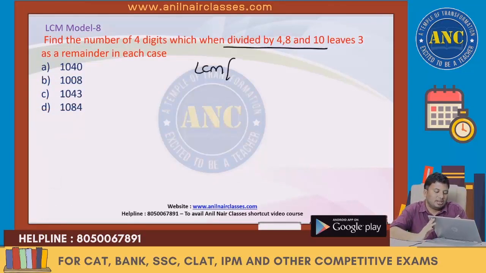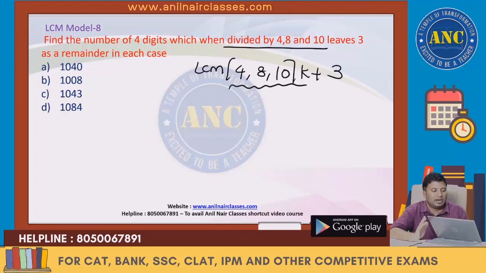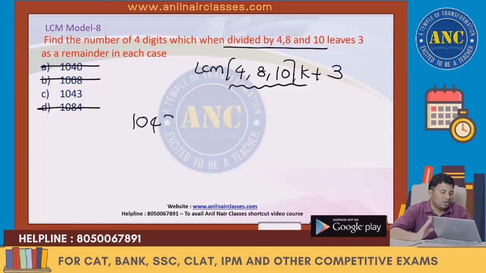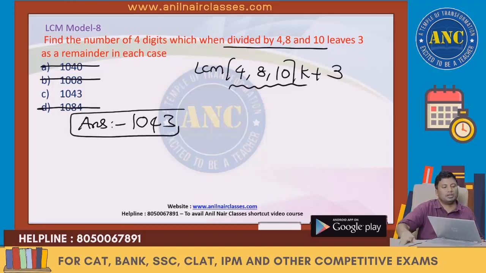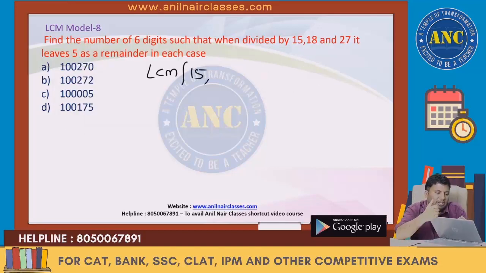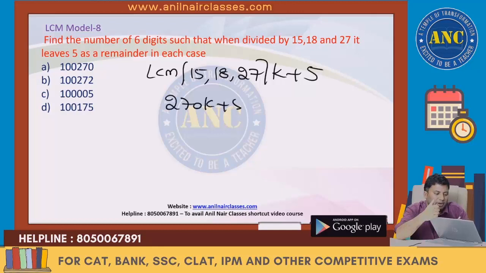When a number is divided by LCM of 4, 8, 10, it gives a remainder 3. This is divided by 4. It gives a remainder 3. First one divided by 4, it should give remainder 3. Second one divided by 4. Fourth one, it is divided by 4. Answer is 1043. 2 seconds problem it is. LCM of 15, 18 and 27 into k plus 5, which is 270k plus 5.